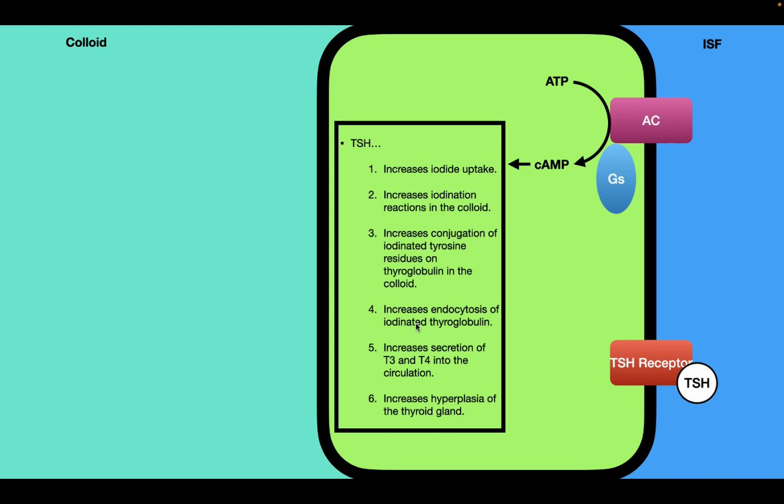In addition, TSH is also going to increase the amount of fluid phase endocytosis that takes place of iodinated thyroglobulin. The TSH will also increase the secretion of T3 and T4 by the follicular cells into the circulation. And then lastly, TSH also increases hyperplasia of the thyroid gland.